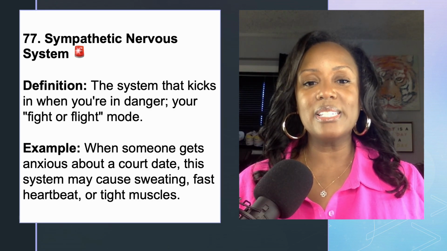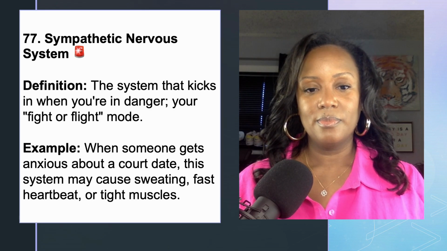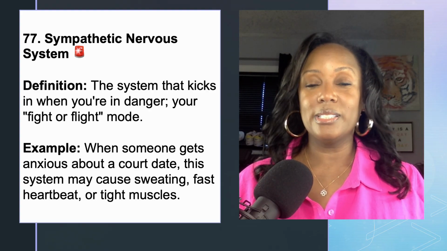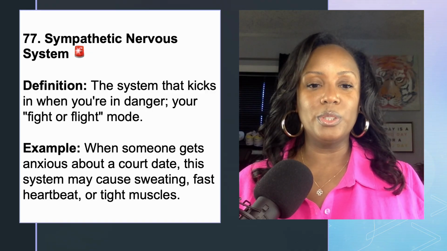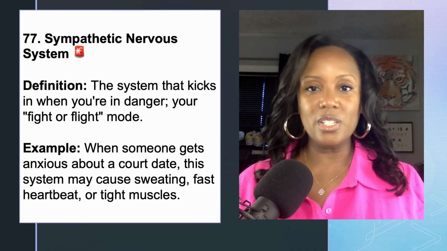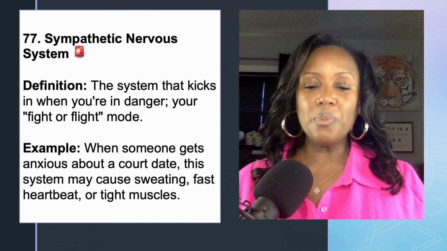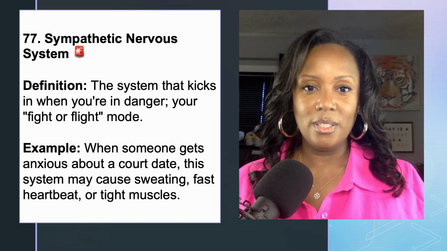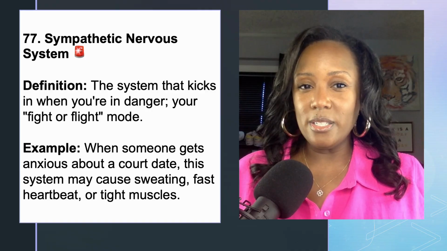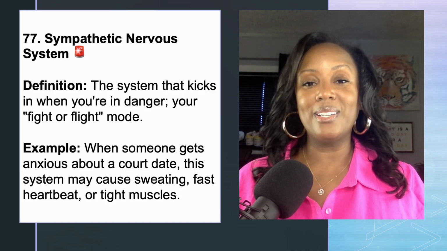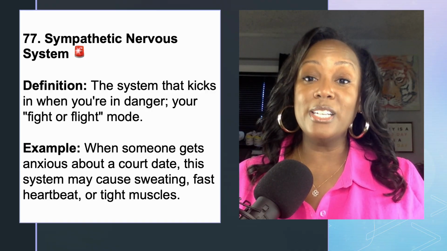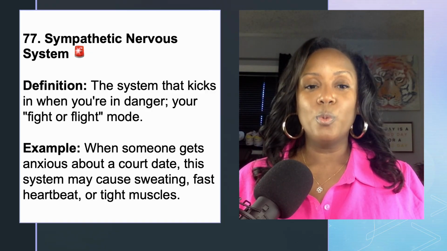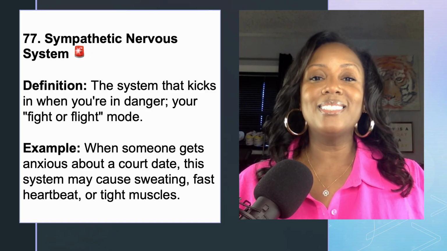Term 77 is sympathetic nervous system. This is a system that kicks in when you're in danger or feel like you're in danger. It's often called the fight or flight mode. An example would be when someone is anxious about a court date. This system may cause sweating, fast heartbeat, or the tightening of muscles. Have you ever felt your body tense up before bad news? That's this system doing its job. But sometimes it can overreact, especially with people who have trauma or anxiety, which makes it critical to address in the addiction work we do.